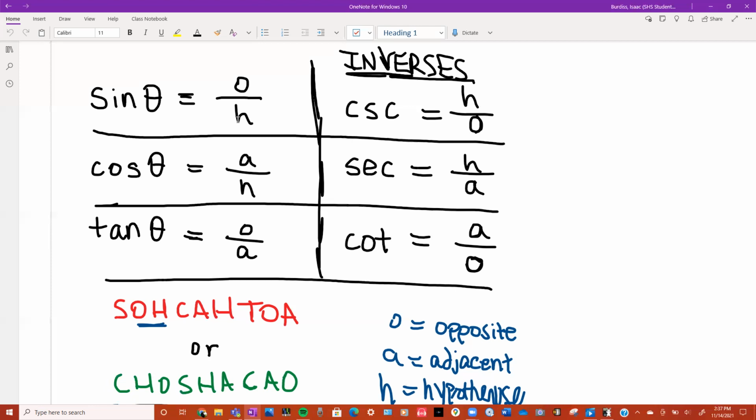But what these are is CSC is cosecant. The inverse of cosine is secant, and the inverse of tangent is cotangent. So don't get these two mixed up because you might think, oh, cosecant, cosine, secant, sine. Well, for some reason, whoever made this decided to make it like that. So those are opposite of what you might think, but that's just what it's like. At least cotangent seems easy to remember. So we'll be using that.